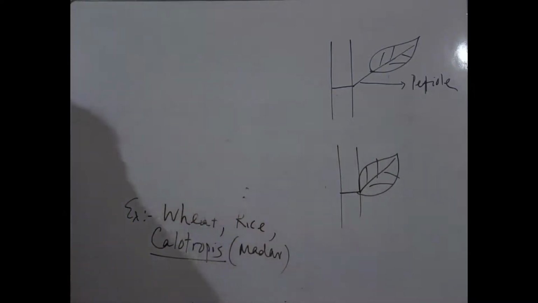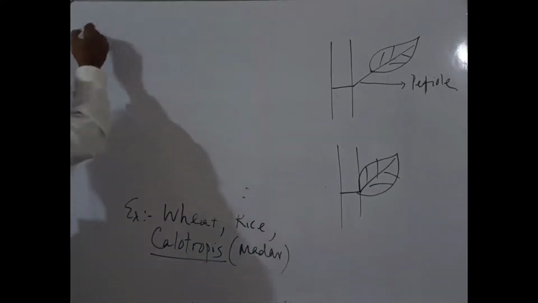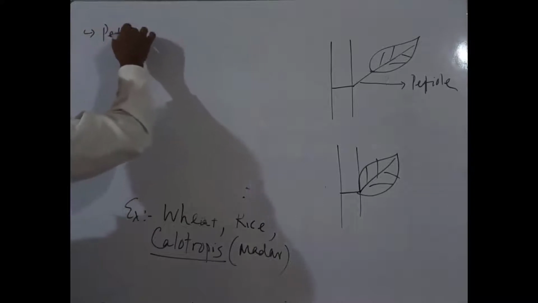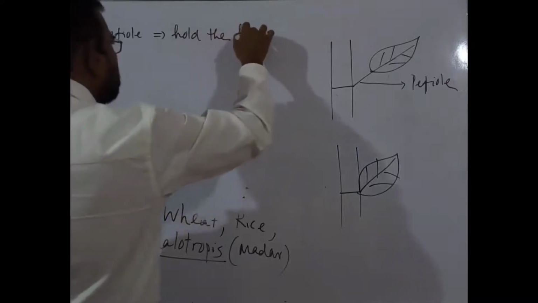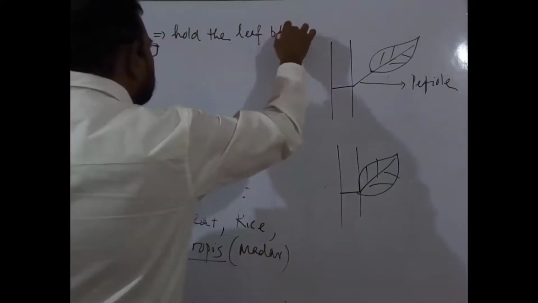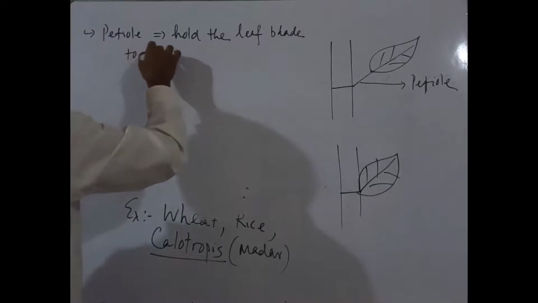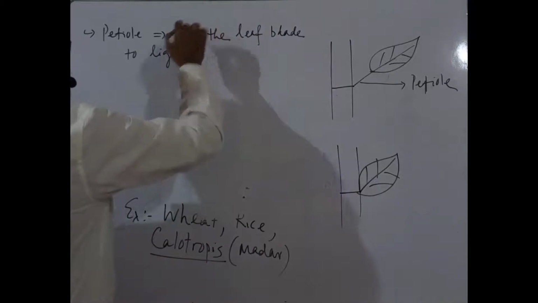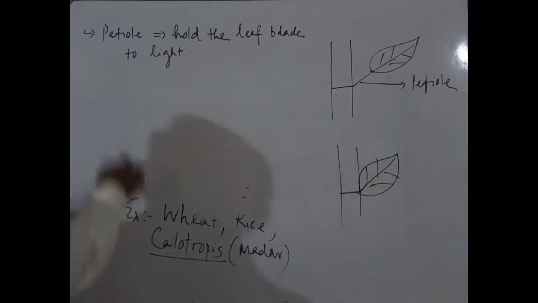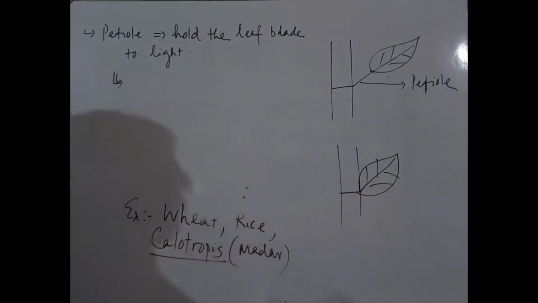Okay, so these are the NCERT points. Page number 70. You can follow. Petiole helps to hold the leaf blade to light. Another function of the petiole is that it flutters the leaf lamina or blade in the air.